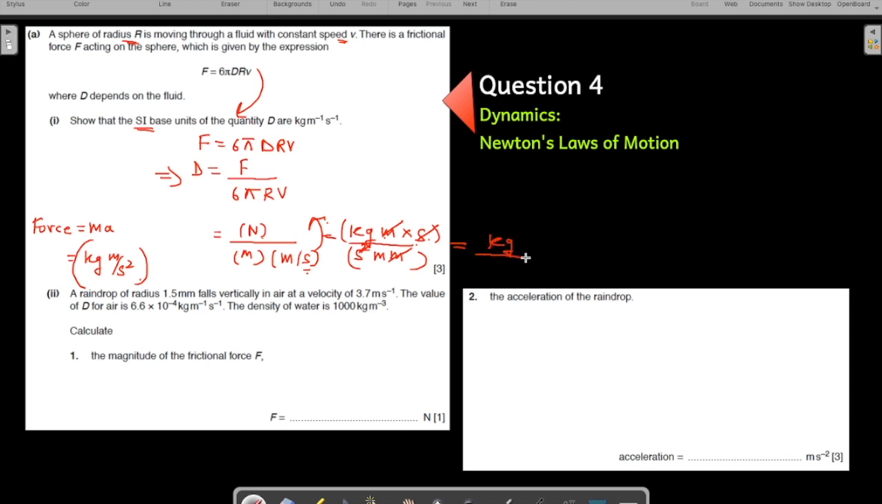kg over second times meter. So this whole thing is kg meter to the power minus 1 second to the power minus 1. So that's how you solve these questions. It takes time generally, but they are easy and straightforward. And it's a 3-mark question. If you can solve this, you get 3 straight marks.